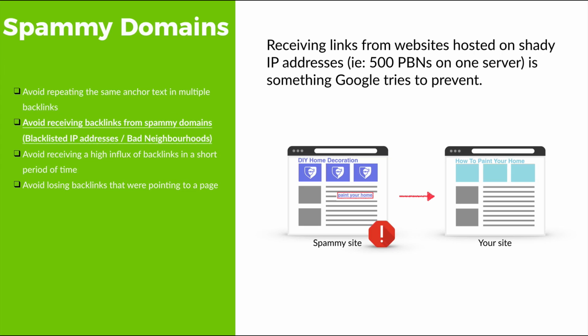Next, what you want to avoid is receiving backlinks from spammy domains. This one's a little harder to know, but if you are building a PBN, or a whole private blog network, or you're receiving links from a private blog network, Google knows when there's a whole bunch of websites on one single IP, and all those websites are shady. So if you have 500 PBNs on one server and Google finds that IP, then getting a backlink from there can harm you. It's not a good thing. So you want to make sure you're not getting links from blacklisted IPs or bad neighborhoods.